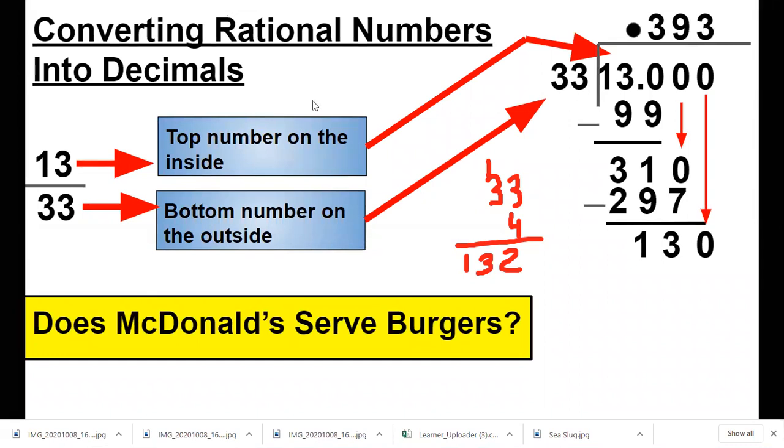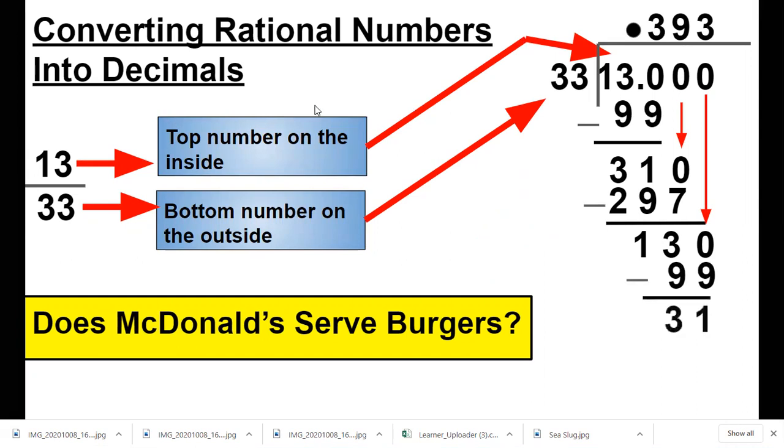So let's put our 3 up there and then do our multiplying. 3 times 33 is going to give us 99. And now we're going to subtract. 130 minus 99 is going to give us 31. Something sounds familiar here. I'm not at a remainder yet, so I'm going to put another 0 and bring it down. And now I have 310. How many 33s go into 310? Well, didn't we figure that out already? Didn't we figure that out up here? Wasn't it 9?